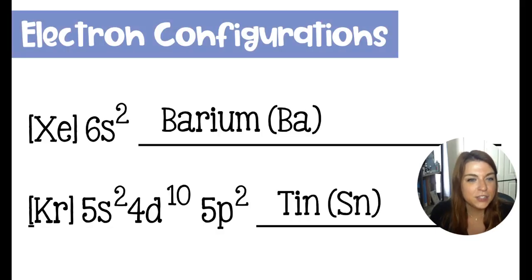Xenon 6s2 is going to represent the element barium, who has 56 electrons in total. And then krypton 5s2, 4d10, 5p2 is going to be tin, whose symbol is Sn.